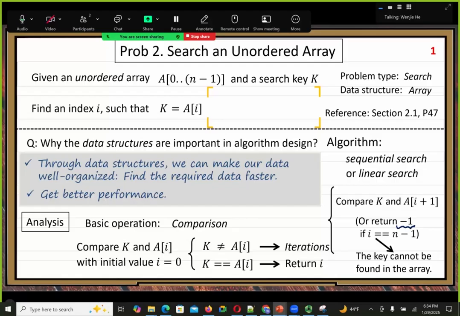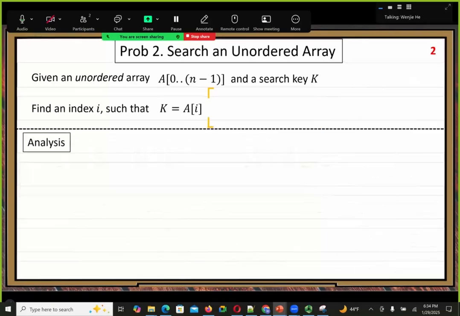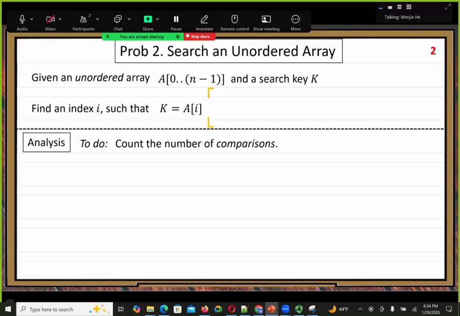Right, number of comparisons. Because this measure does not rely on hardware or software factors, so it's an objective and stable measure. So let's look at the number of comparisons here. All right. Count the number of comparisons.